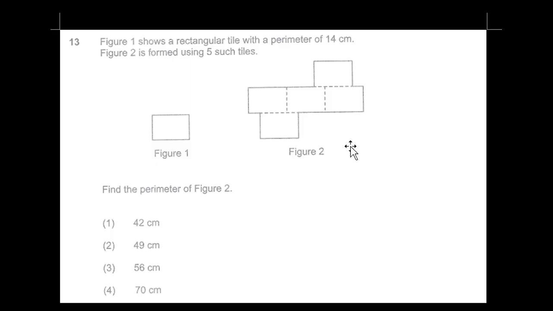Okay, this question is a bit tricky, but I believe you can do it. There's one way to do it. Figure 1 shows a rectangle with perimeter of 14 centimeter. So this is a rectangle and it's 14 centimeter. That means if I label this A, B, C, D, A, B, C, D added up will give you 14 centimeter. Figure 2 is formed by 5 such tiles. So figure 2 is 5 such tiles, and they ask you to find the perimeter of figure 2.